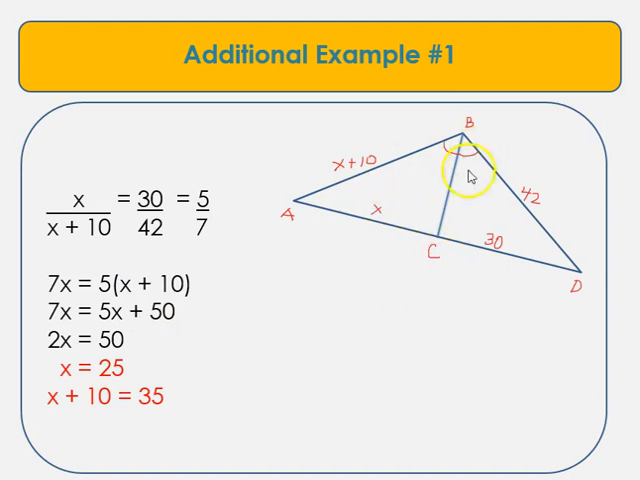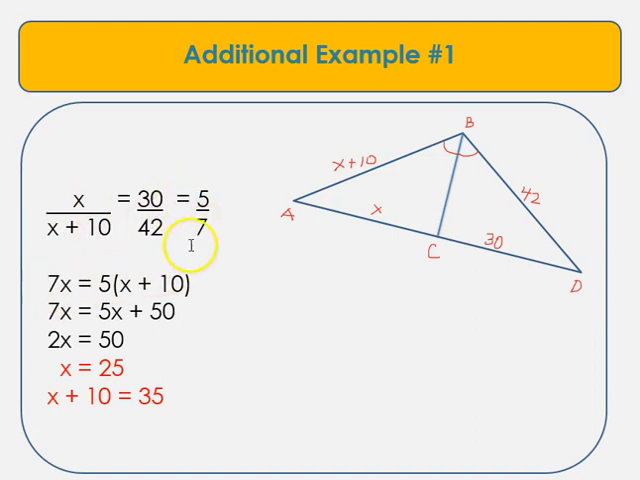So let's take a look at an example. We have a similar situation. You can tell it's similar because we have a bisected angle here. So let's set our proportion, and our proportion will be x to x plus 10 equals 30 to 42, sorry, I said 40, it's 42, which I'm going to reduce right away to 5/7. So it's x over x plus 10 equals 5/7.